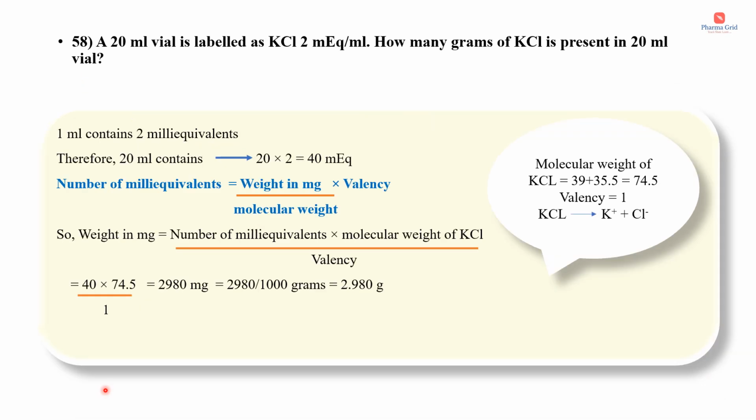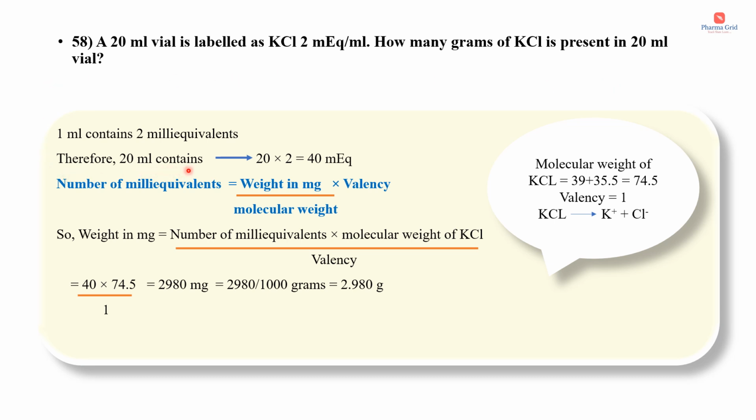Question number 58. A 20 ml vial is labeled as potassium chloride 2 milliequivalent per ml. How many grams of potassium chloride is present in 20 ml vial? So this question is based on milliequivalents. So in the question they have given that potassium chloride is labeled as 2 milliequivalent per ml. That is 1 ml contains 2 milliequivalents, and we need to find out the grams of KCl present in 20 ml vial.